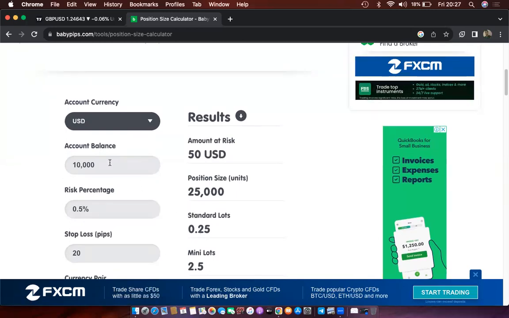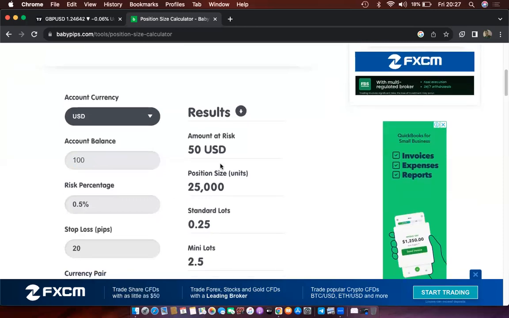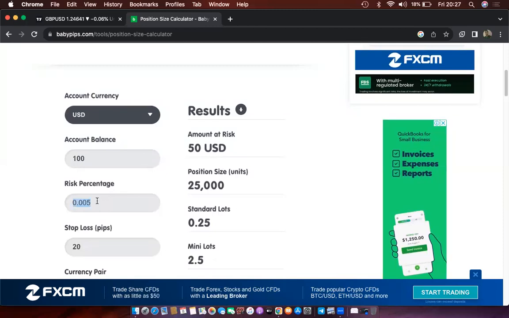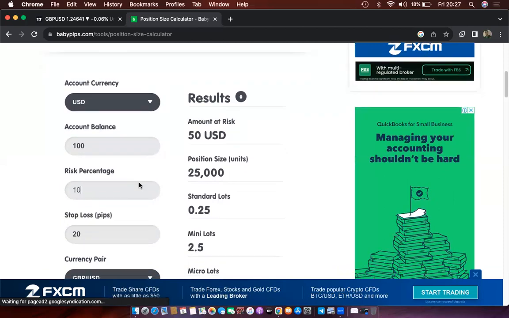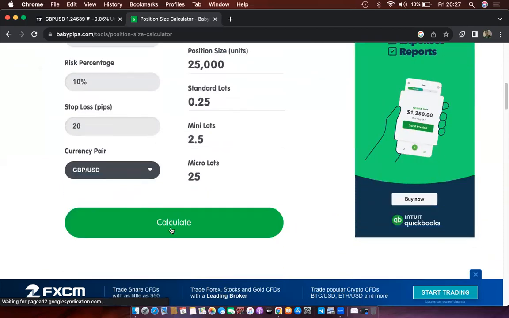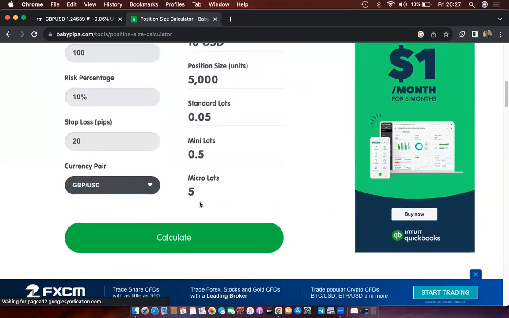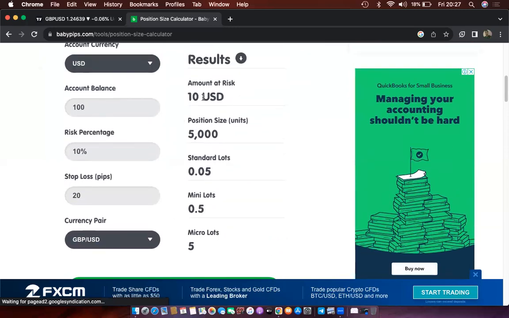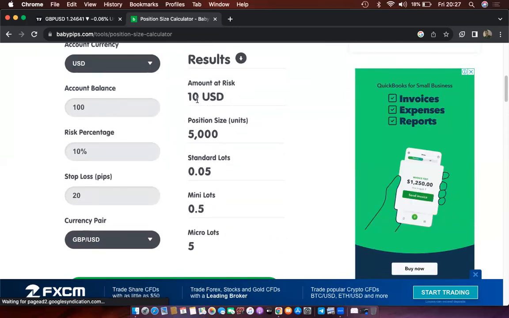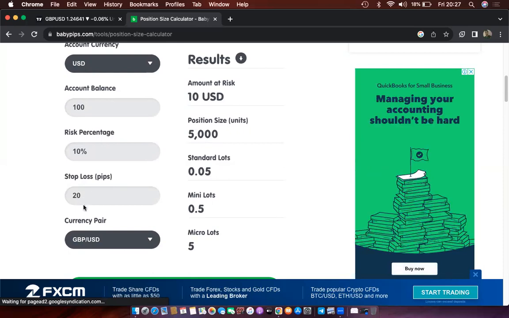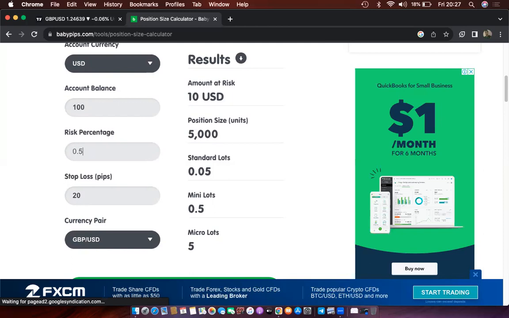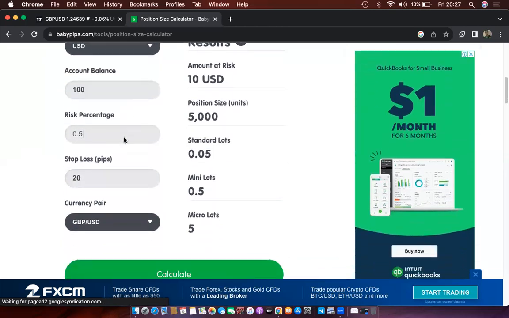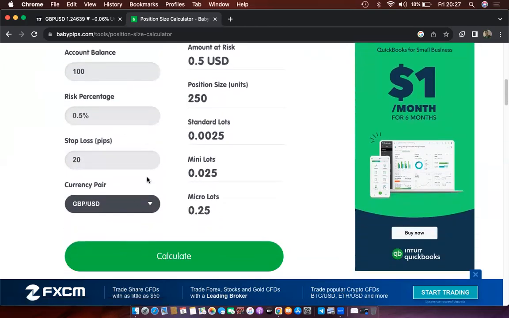This is what you want, right? Let's look at small accounts. At $100, you're going to risk higher, of course. So you're going to be in like 10% in order to gain something. So let's calculate. $100 and risking 10%, you're going to be losing $10 if you hit stop loss of 20 pips. So you'd like to reduce this to 0.5. This is not a risk management strategy, guys. I'm just showing how to calculate your lot size.